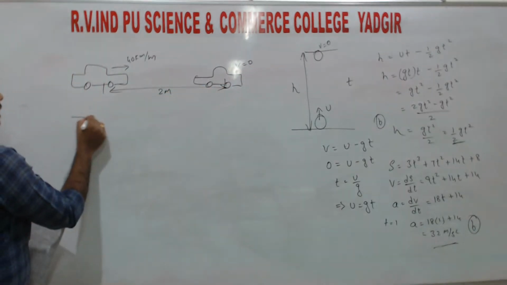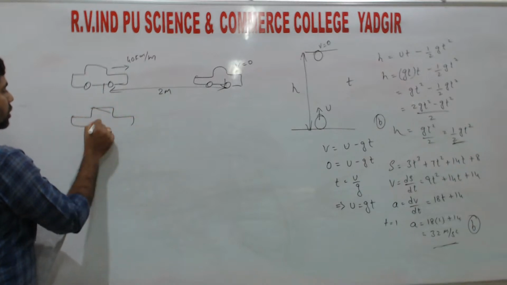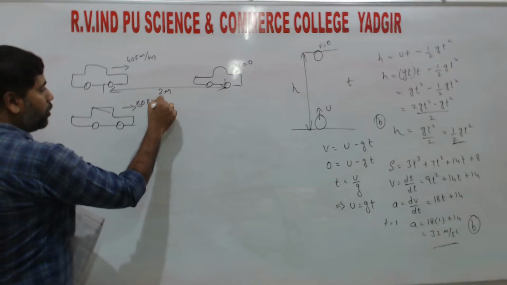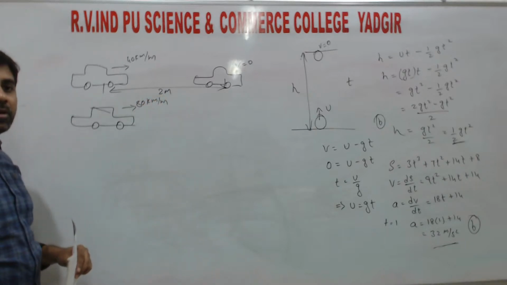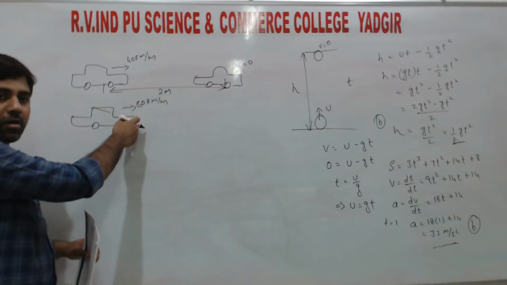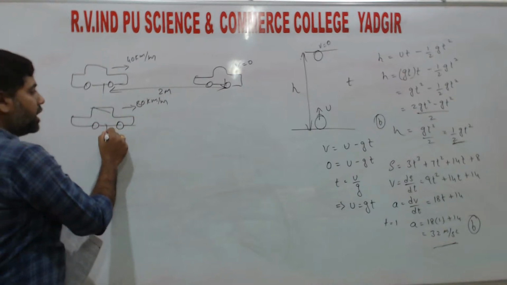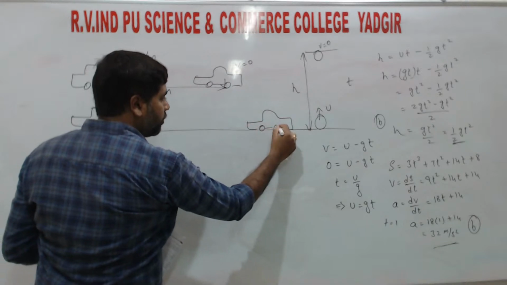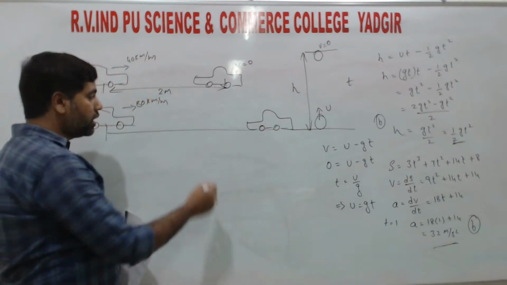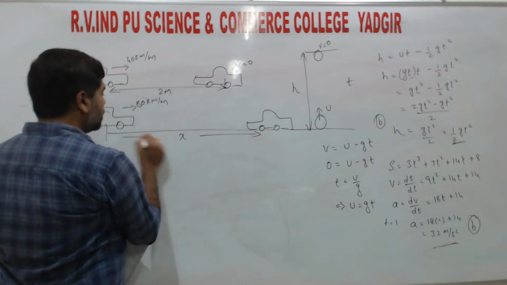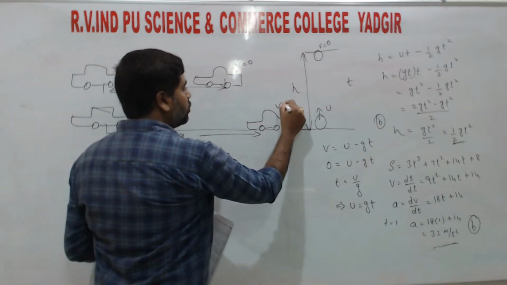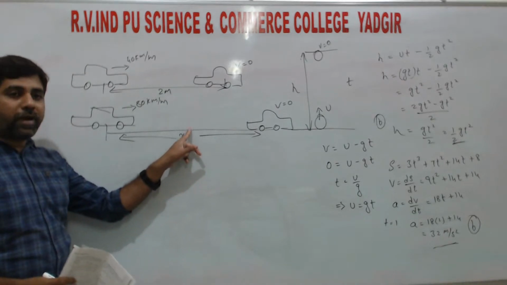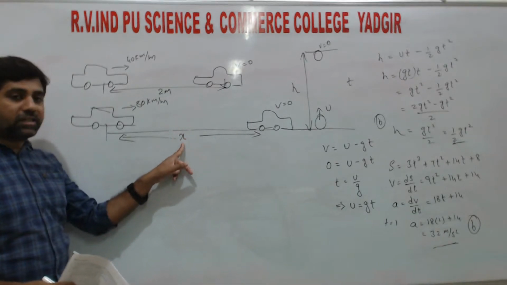So the second case: one more car will be moving with a speed of 80 km per hour, right? So again for this car also they are applying the brake. So here it covers some distance. The distance is not given, so that we are going to find. So after it covers some distance x, the car comes to rest. So here also v is equal to 0, right? So here we are going to find x, that is the displacement, right?